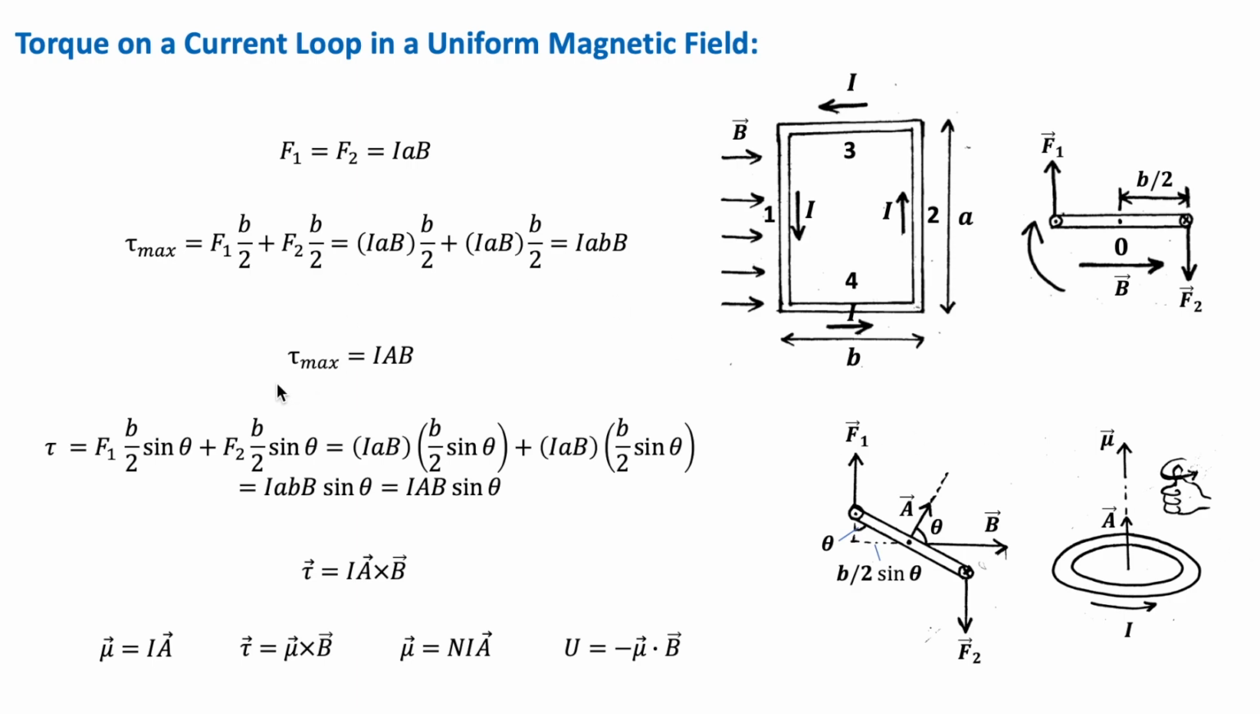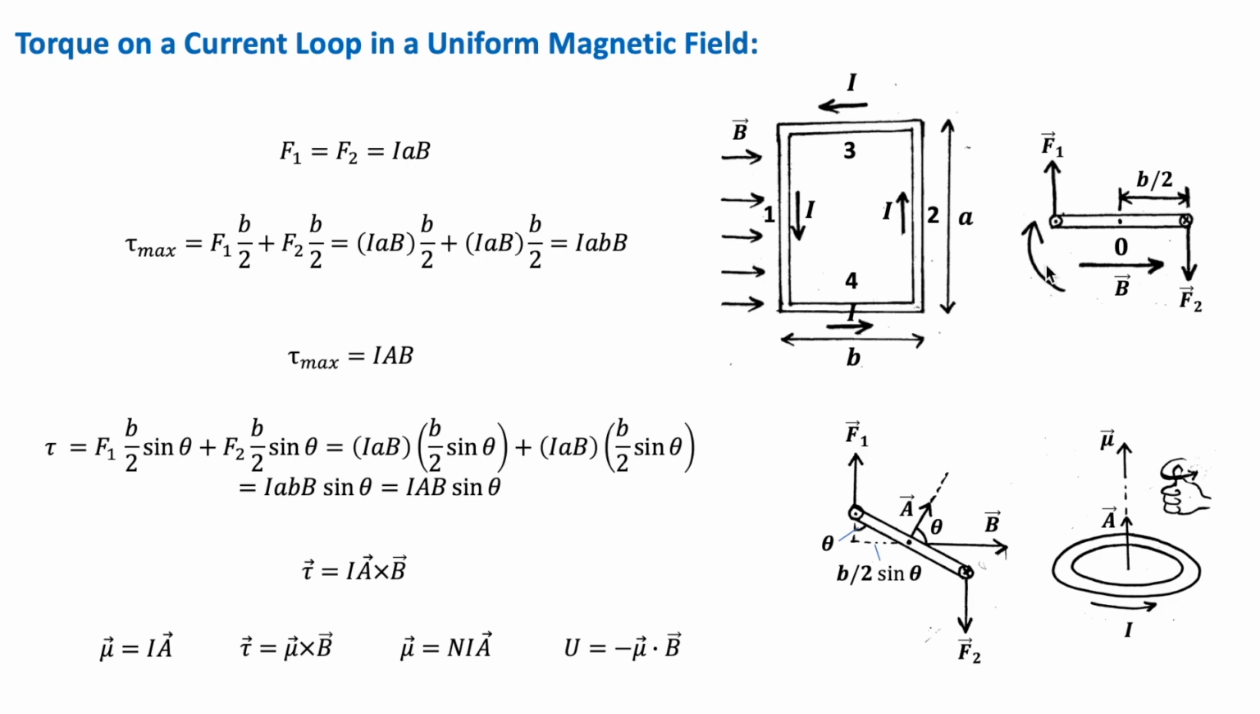The magnitude of the torque is given by tau max is equal to F1 b over 2 plus F2 b over 2. And if we substitute for F1 and F2, we get the torque is equal to I A B, where A is the area of the loop. And if the current is reversed, the rotation will be counterclockwise, if we view from side 4.